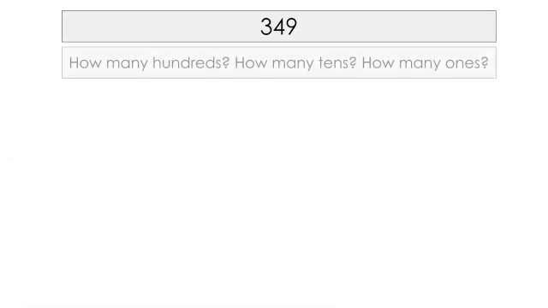This is our first number. Please write this number on your whiteboard. If you wrote a place values chart, please write this number where the numbers go in the place values chart. Here is your question. How many hundreds, how many tens, how many ones are in this number?